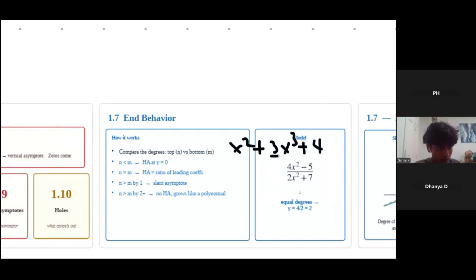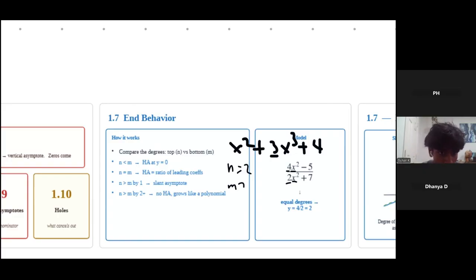If we look at this function right here, the greatest degree is x squared on the top and x squared on the bottom. So our leading coefficients are going to be 4 and 2. Since the top degree is 2 and the bottom degree is 2, the degrees are equal. Let's have the top degree equal n and the bottom degree equal m. In this case, top degree equals 2, bottom degree also equals 2, so they're the same.